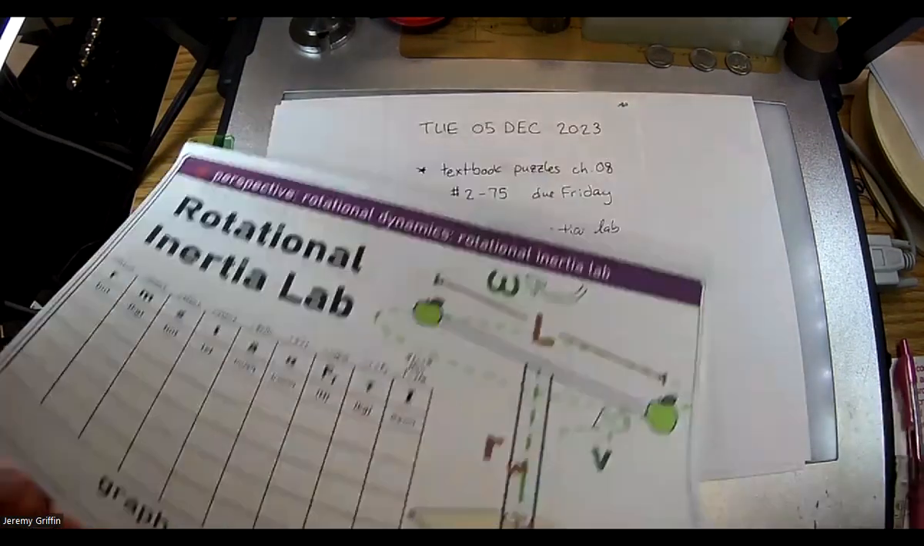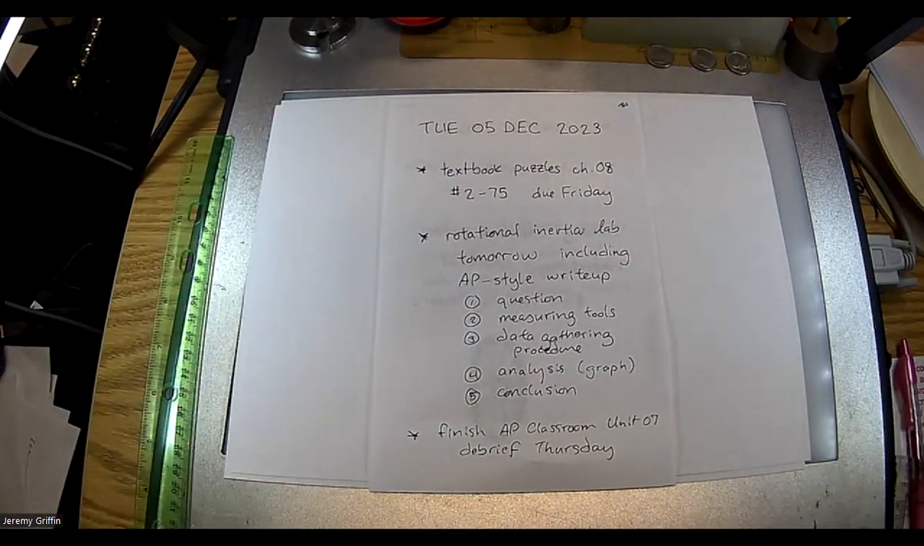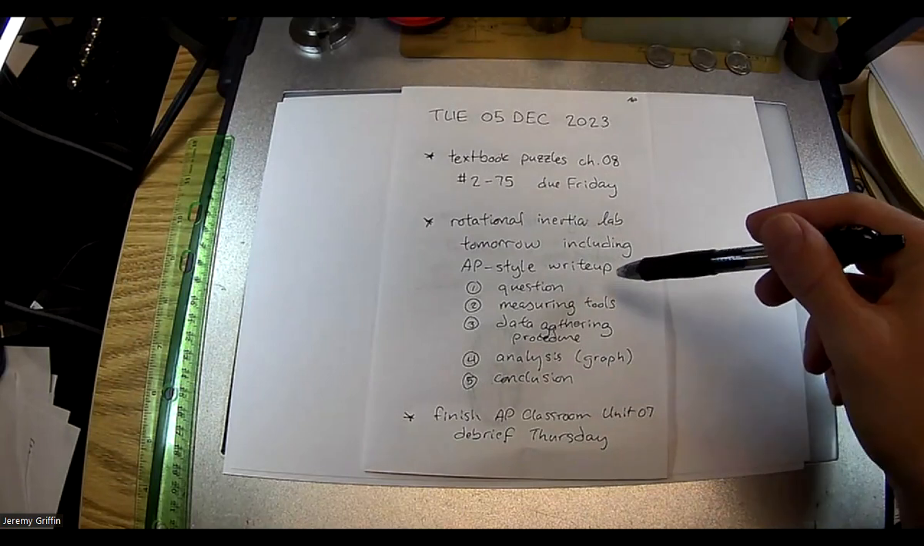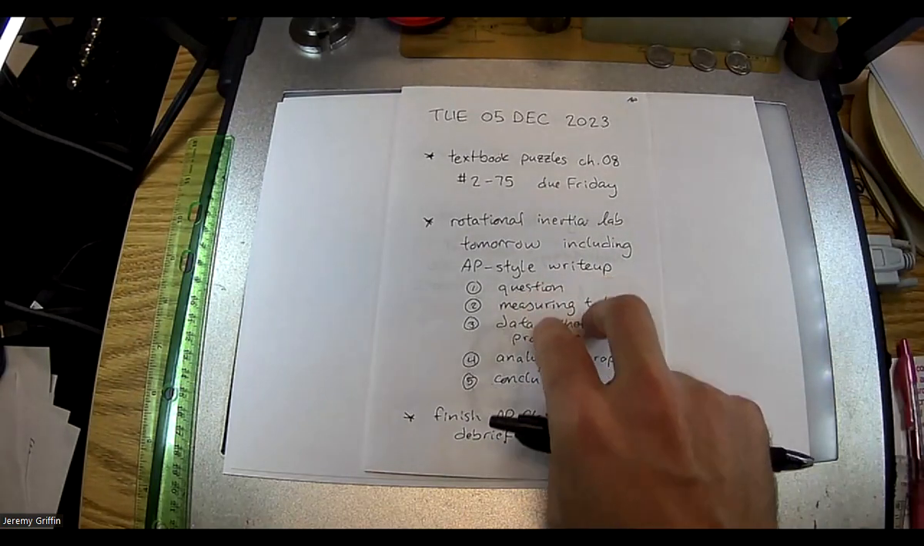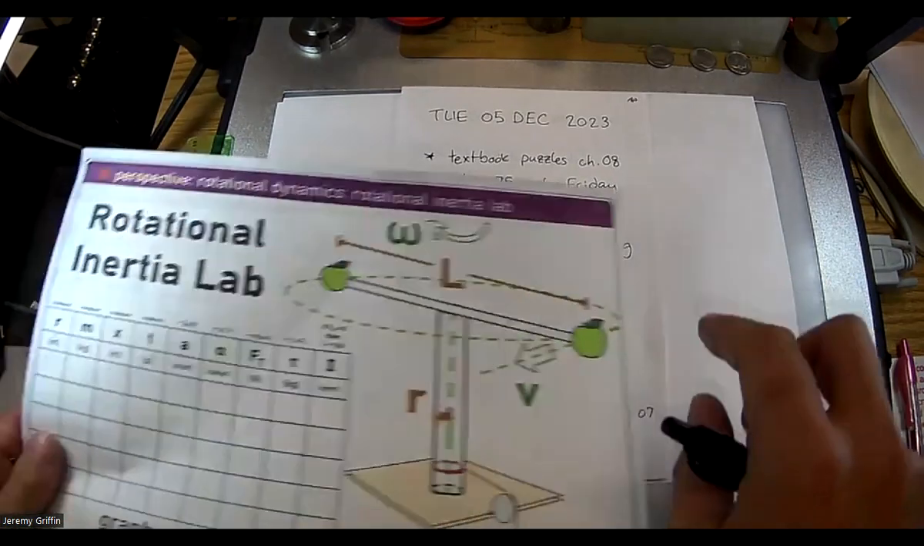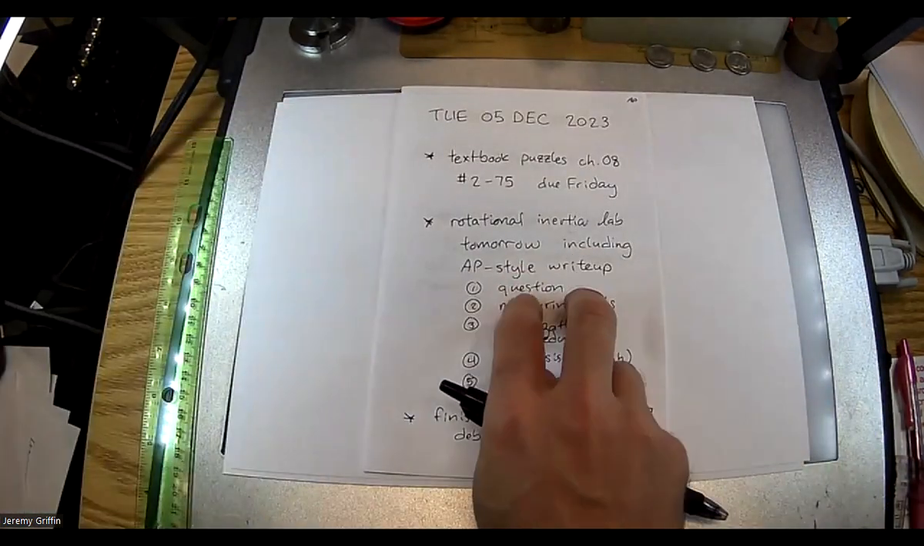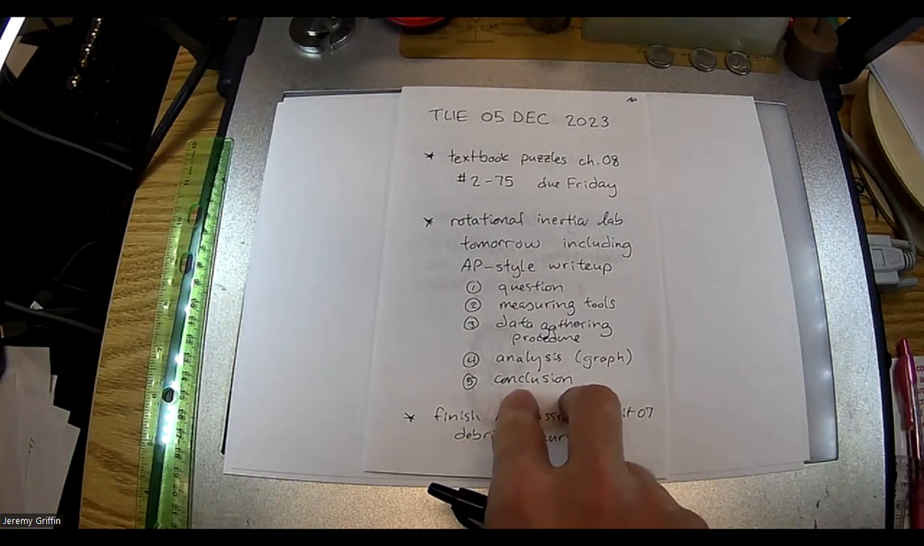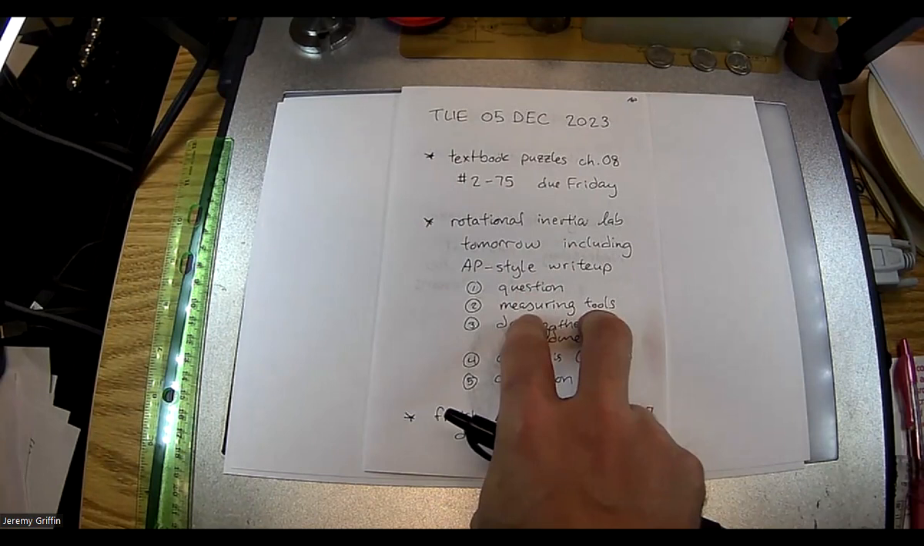Then we're going to do an AP style write up. Just so you have a data prep for that, think about what's coming your way. There are 5 parts. It's going to be a question: what is the rotational inertia of this pipe system? That's what we're trying to answer, so the conclusion at the end has to answer that question. Then, what measuring tools you're going to use.